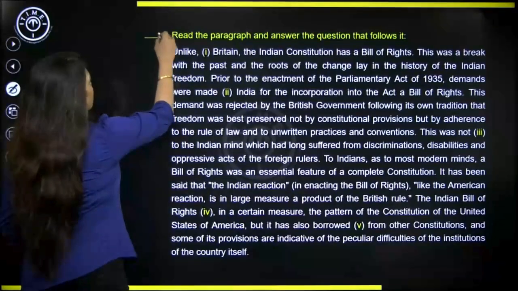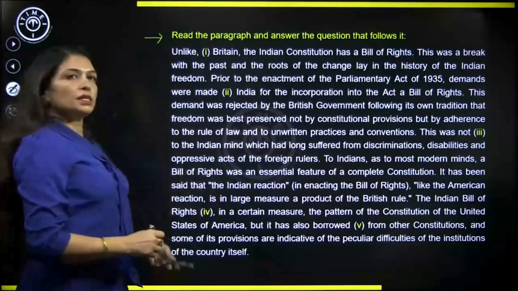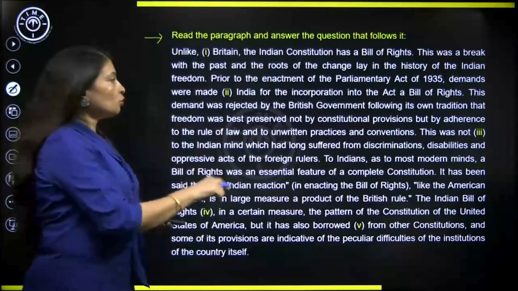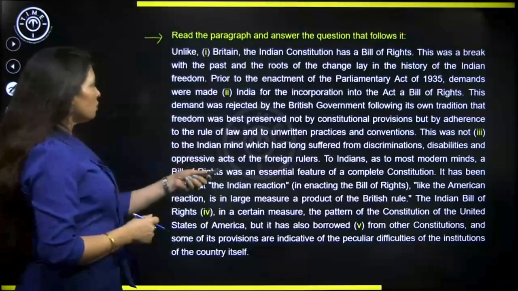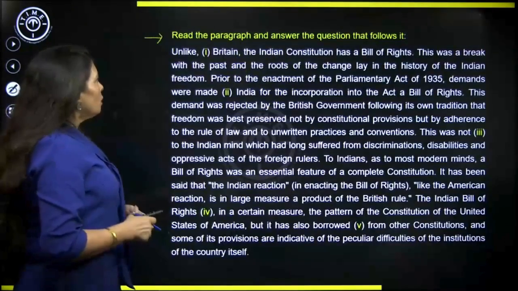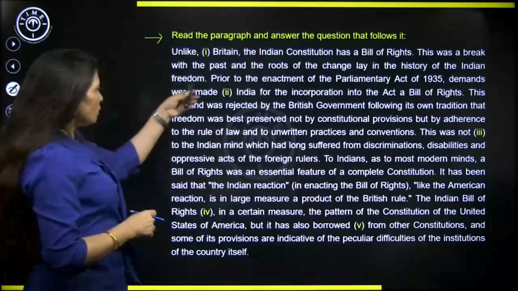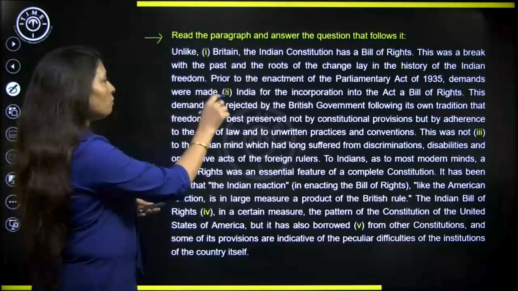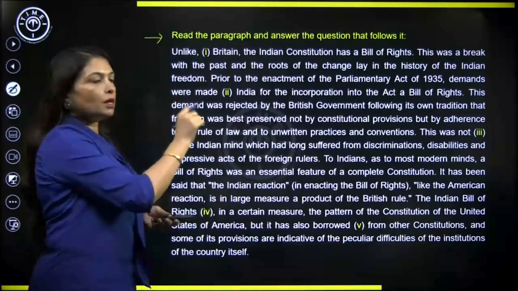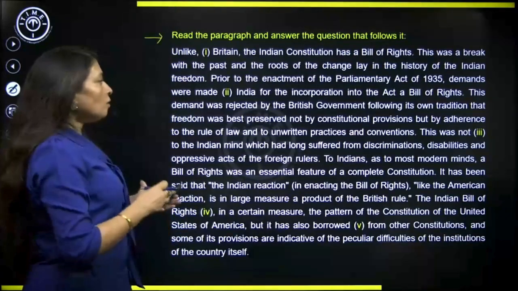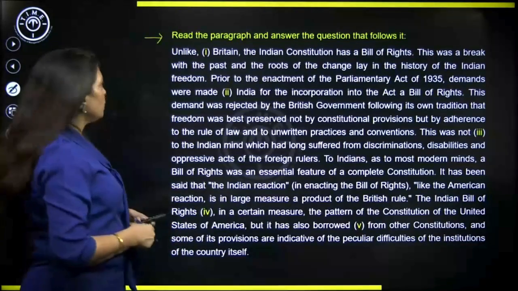We have a passage. So first let's take a look at the directions, go through this and then we'll come to the questions. Okay, this is how it goes. Read the paragraph and answer the question that follows it. Now as you can see, there are certain places where certain numbers have been given and what has to be done we'll come to know later.